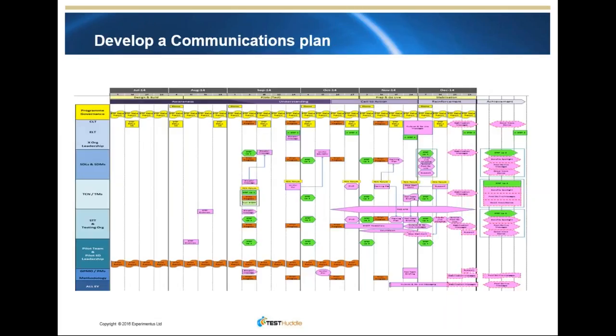Well, as you can see, it's a very complex communication plan. On the left-hand side here, we have all different roles that need to be educated. And one of the key things here is they're not all test roles, because actually everything we do in testing has an impact on somebody else. So we need to make sure all those other roles know what's going on.